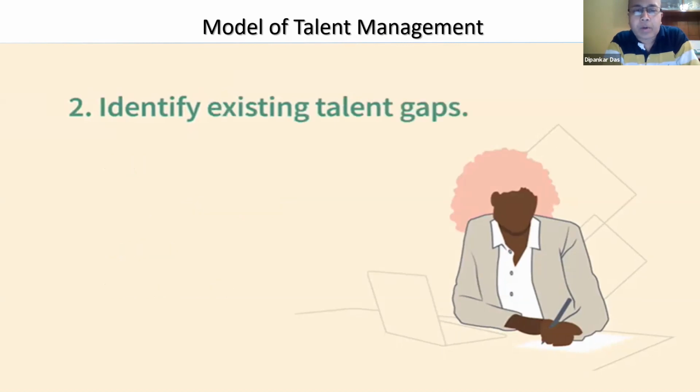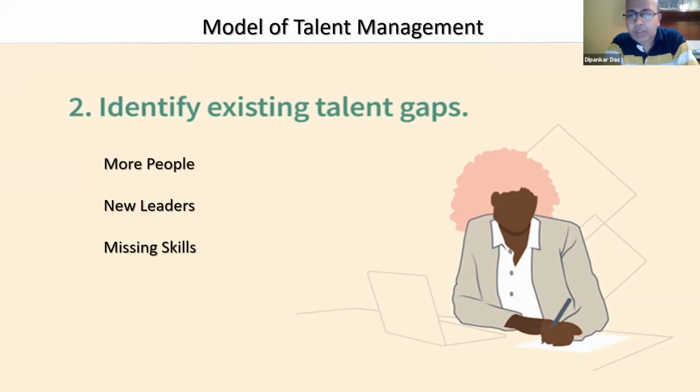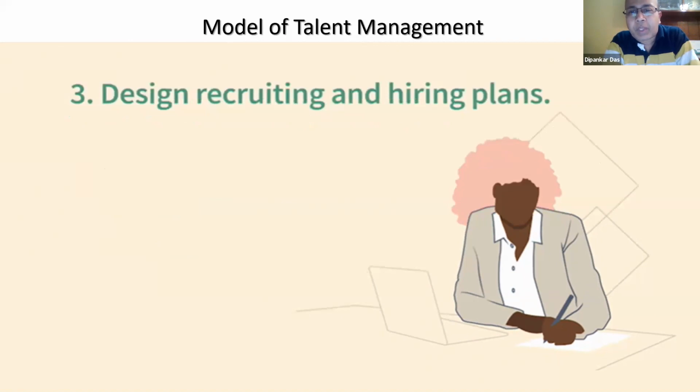So moving on, the next question you ask yourself is, okay, this is what I need for the organization for the coming year, but what is it that I have currently as compared to what I need? So do I need more people? Do I need new leaders? There are skills which are missing which need to be plugged. So those are some questions we need to ask ourselves when we are doing the planning for talent.